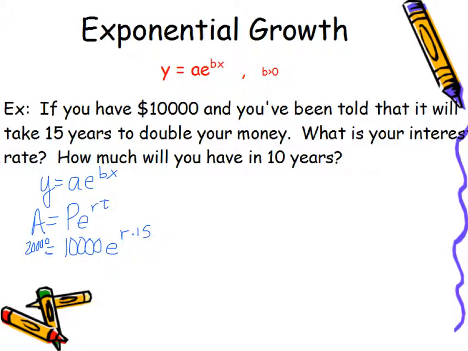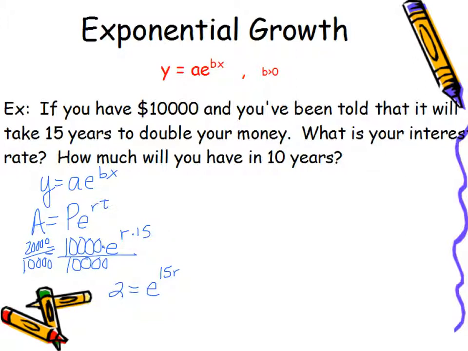Now we're going to do some solving, and we try to get that r value isolated. The first thing we're going to get rid of is this 10,000. Since it's being multiplied, we're going to divide both sides by 10,000. What you get is 20,000 divided by 10,000, which is just 2. Since we're doubling our money, it makes sense that we'd have a 2 over there. e to the, and I'm going to switch that around and call it 15r. Once you get to this point, we're kind of stumped.